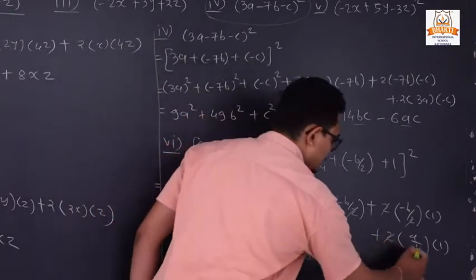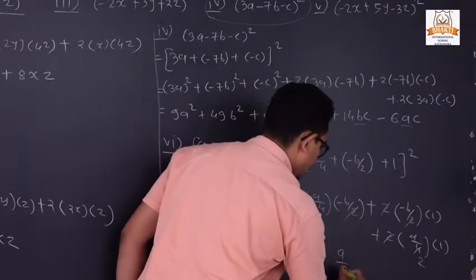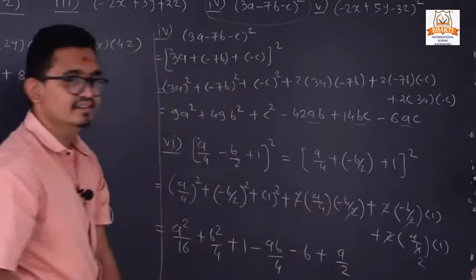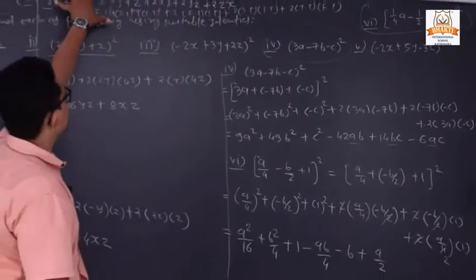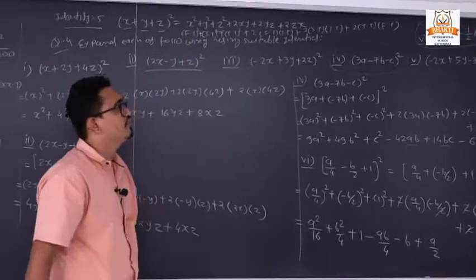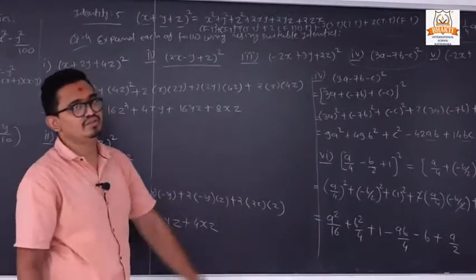Next, 2 1s are 2, 2 2s are 4, so plus a by 2. It is its answer. Clear? So we can use that identity number 5 in our question number 4. So it is our new identity and it is very easy to implement.